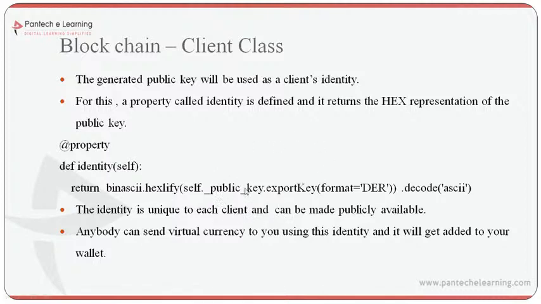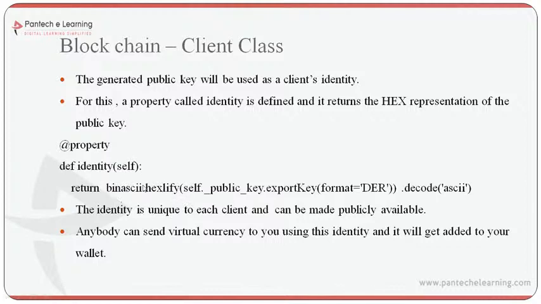So whatever key it is generating is being converted into a hexadecimal representation. This is distinguished encoding rules. Using this format, I am converting into a hexadecimal form. And then while decoding, I have a decode function. I am giving the ASCII key and it will be decoded. So whenever I am encoding, I am using these encoding rules and I am encoding the key, and it is converted into a hexadecimal form.